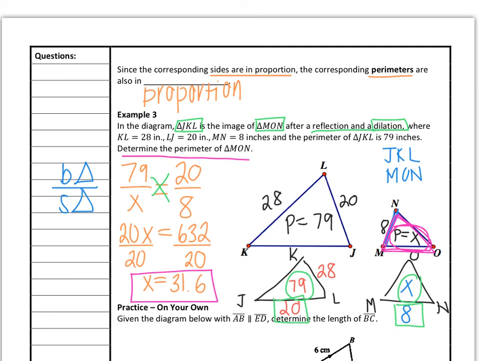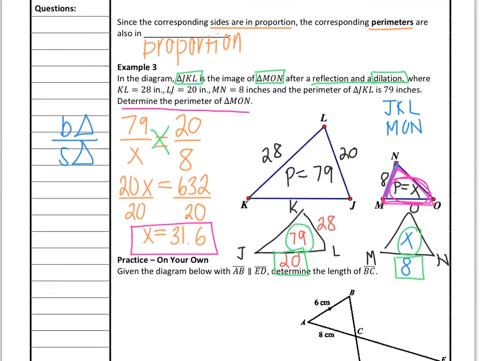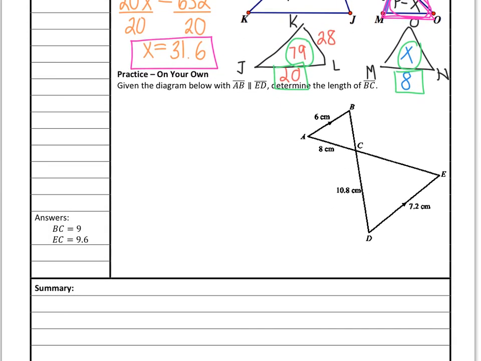Okay? One last example here, and then you'll be good to go to start working on some practice. Let's scroll down. All right, this one says on your own. So given the diagram below with AB, notice that this is saying it is parallel to ED. Determine the length of BC. So all I'm going to do for you is put a little X there. That's the piece you're trying to find.